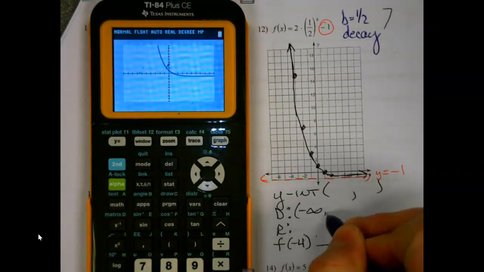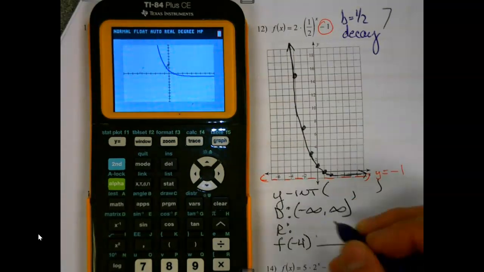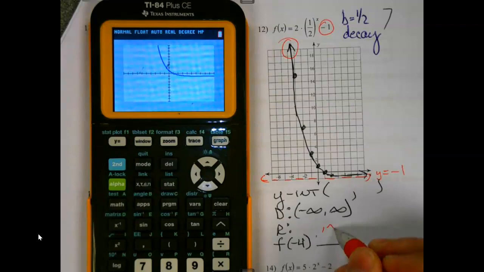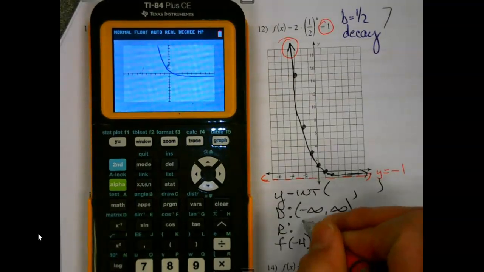Domain, I don't even have to look at the graph. I know what it is already, because it's always infinity, negative to positive. Range, I kind of been told too what's going on. I get the easy part. It's going up forever. What's the bottom of my range? Probably like -1. Wherever the fence is where we stop. So -1. Bam.